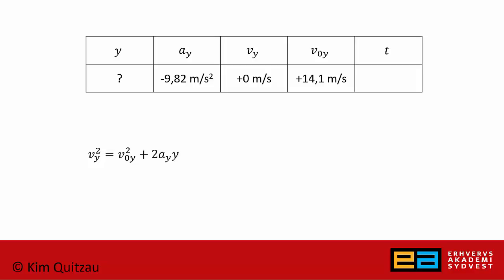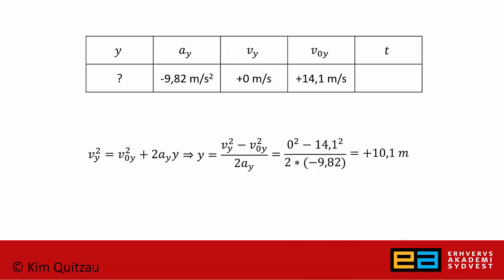Then I have to move 2 multiplied by my acceleration to the other side, so I divide them to the other side. That gives this equation, and I can put in some numbers, calculate, and it tells me that the maximum height of the ball is plus 10.1 meters.